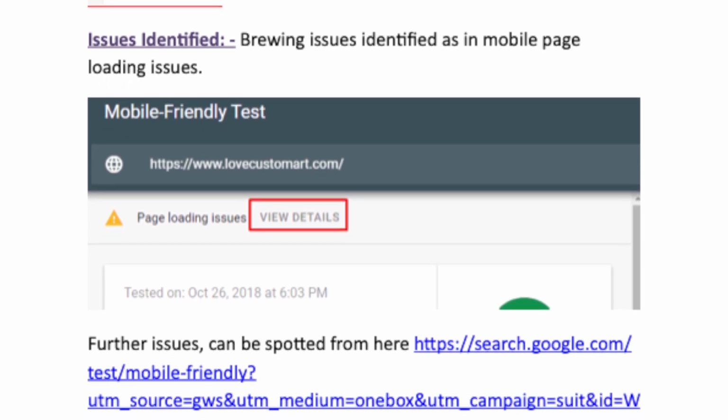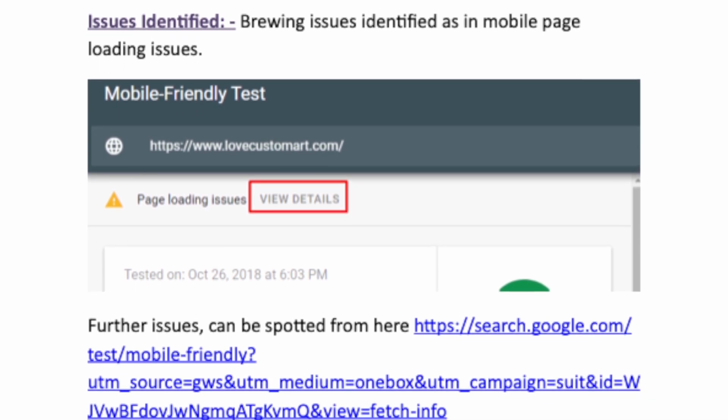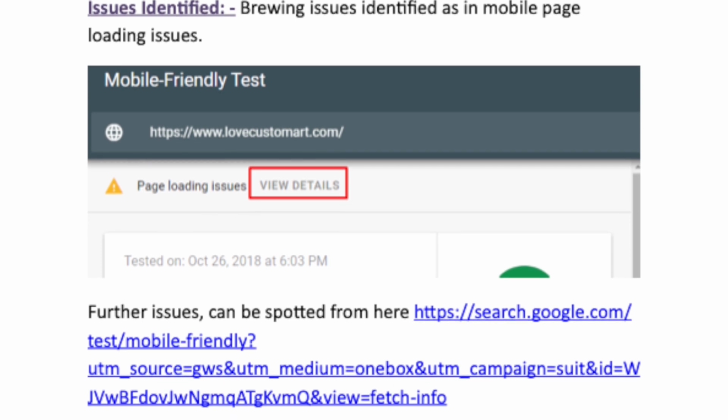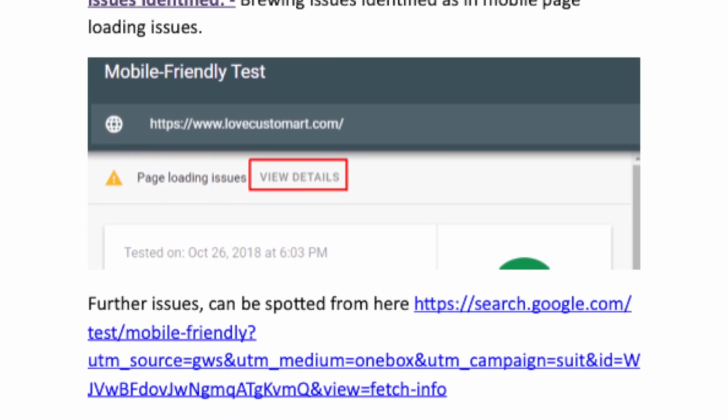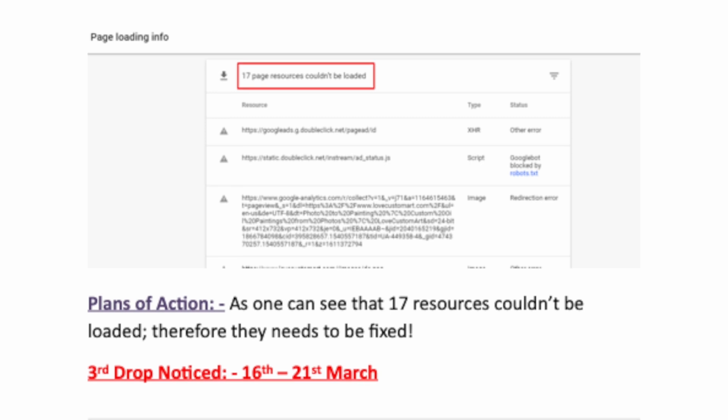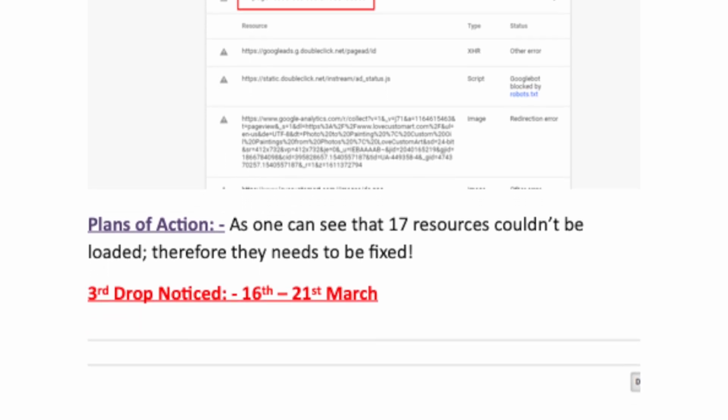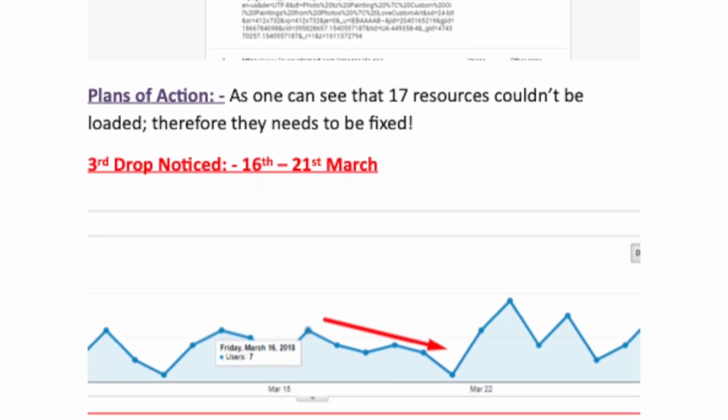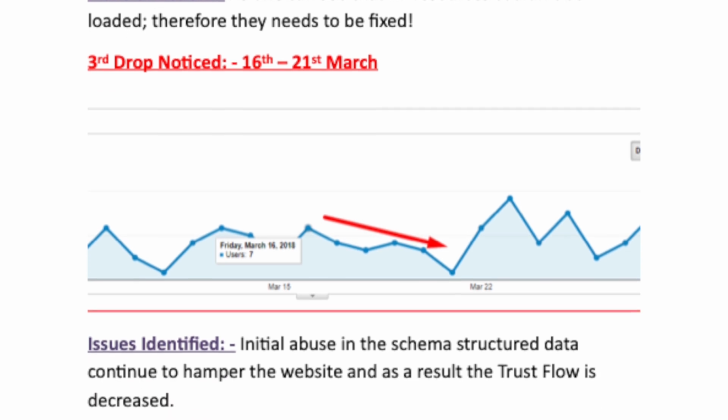Starting our investigation now, the issues identified are as below. The first issue was that the page had some loading issues when tested with the mobile friendly test. When we went further inside, we found that 17 of the resources could not be loaded due to some issues from the robots.txt. This was something we fixed later.